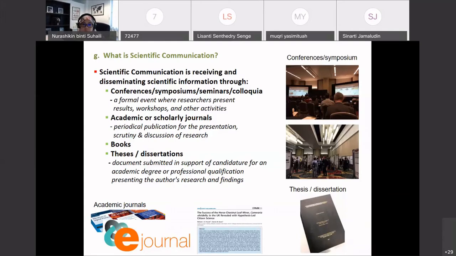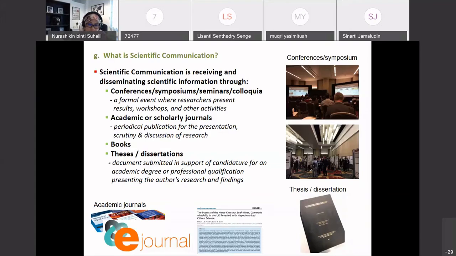And apart from journals is books. We also publish our findings or results in books. I think you are familiar with that. You can see lots of textbooks, written by the scientists and researchers who are experts in those fields.